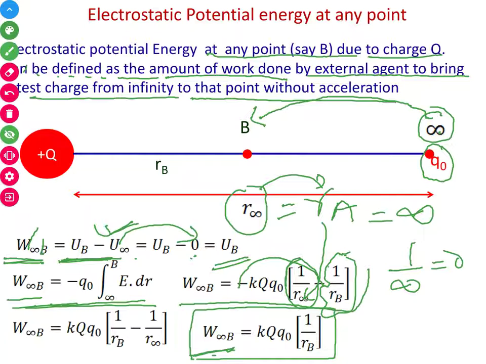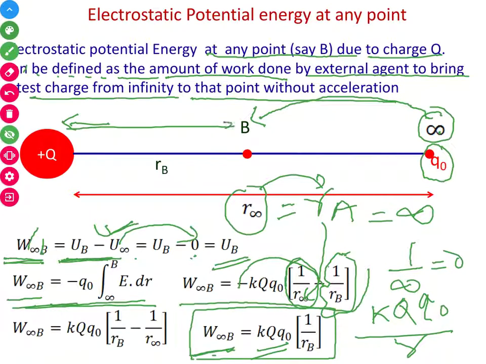So the work done from infinity to that point is stored in the form of potential energy at that point, and that is equal to K Q Q naught upon RB. In a very general expression this is K Q Q naught upon R, where R is the distance of the point from the source charge.